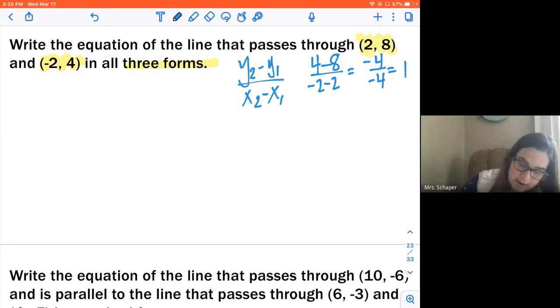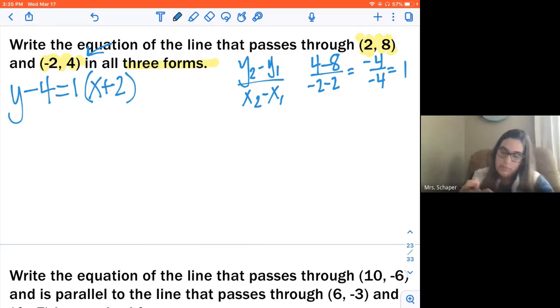So I'm going to start by writing it in point slope form. y minus 4 equals 1 times the quantity x plus 2. And I use this ordered pair. You could have used the other ordered pair too and had y minus 8 is equal to 1 times the quantity x minus 2. Again, you're taking the opposite sign of the number when you write it.